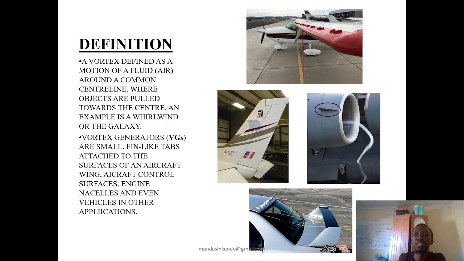By definition, a vortex is more like the spinning of a fluid, being either water or air, but in our discussion, air is the working fluid, spinning along a center line, a common center point, in such a way that the fluid that's spinning is drawing things to the center. Examples of vortex are a whirlwind, a tornado, the galaxy itself, and you can also see it when you spin a bottle of water. The bottle of water produces that spin, and that spin is also what a vortex is.